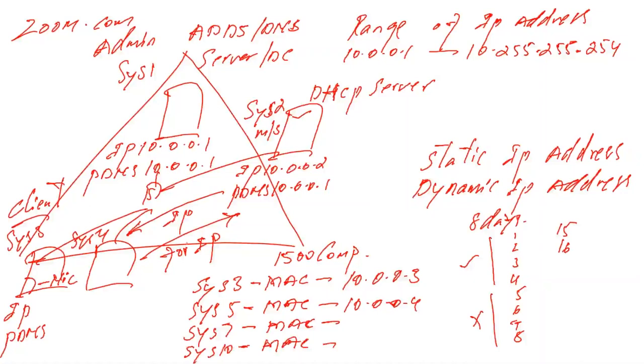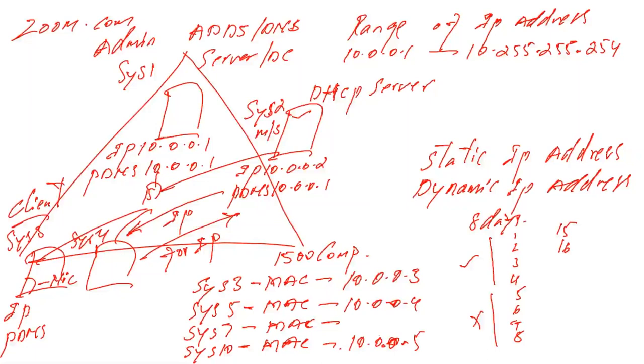Now the DHCP server has to assign one dynamic IP to my system 10. So my question is, in the DHCP server range, which is the first free IP available? The DHCP server will assign that IP address to the client. So tell me, 10.0.0.6 or 5? 10.0.0.5. The DHCP server assigns 10.0.0.5, not 6, because now in the DHCP range the first available IP is 10.0.0.5.